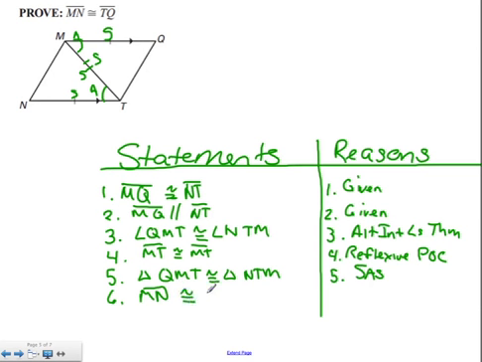Lastly, we could prove these extra pieces. MN would then be congruent to TQ. Why is that? Well, by that awesome theorem that we now have, CPCTC, which states that the corresponding parts of congruent triangles are congruent. So basically, over here, the left side is equal to the right side.